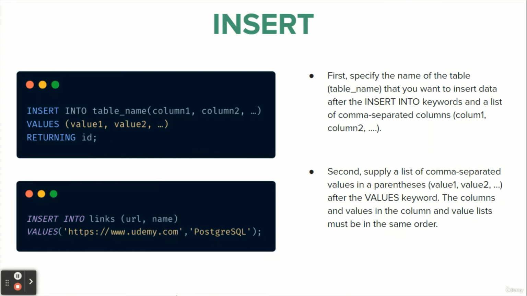The Postgres INSERT statement allows you to insert a new row into a table. The following image illustrates the most basic syntax of the INSERT statement. In this syntax, first specify the name of the table after INSERT INTO keyword. Second, supply a list of comma-separated values in parentheses after the VALUES keyword. The columns and values must be in the same order.